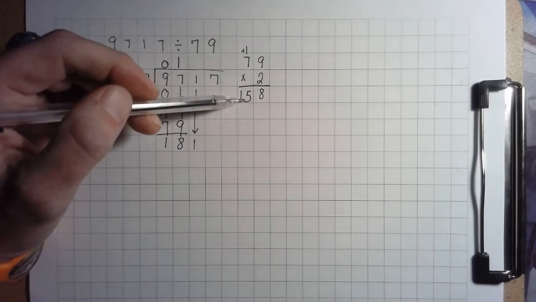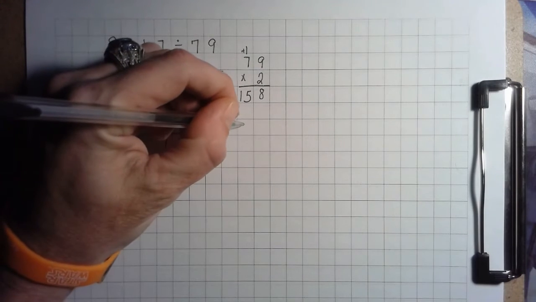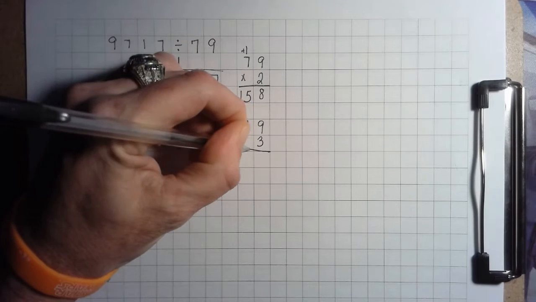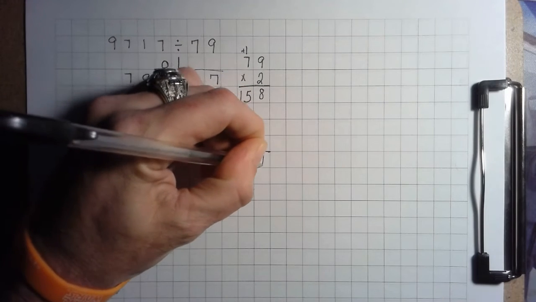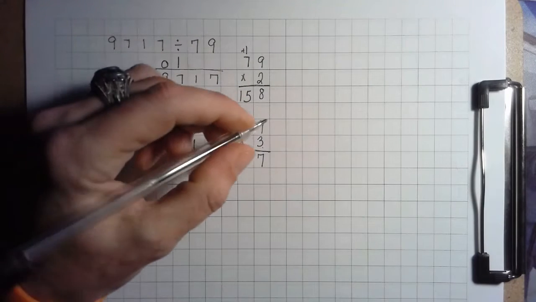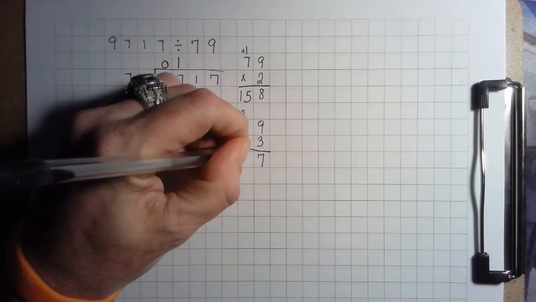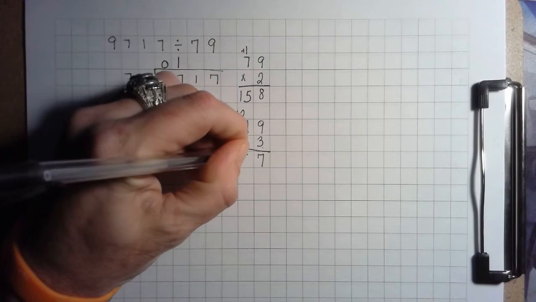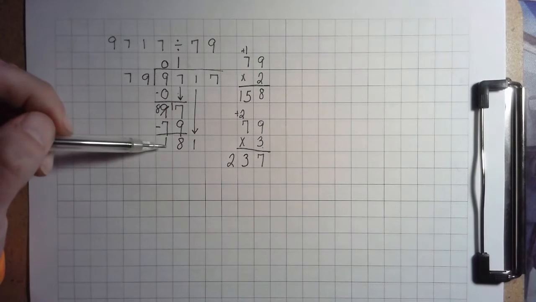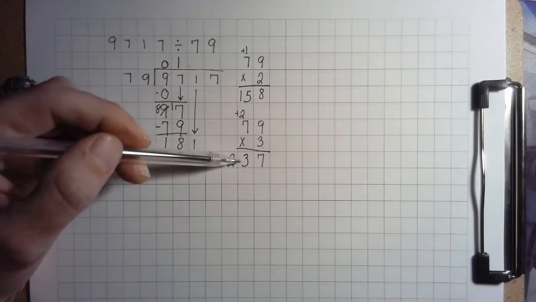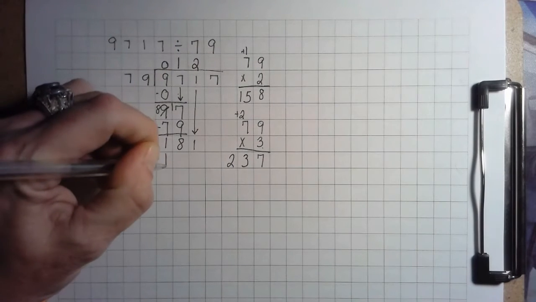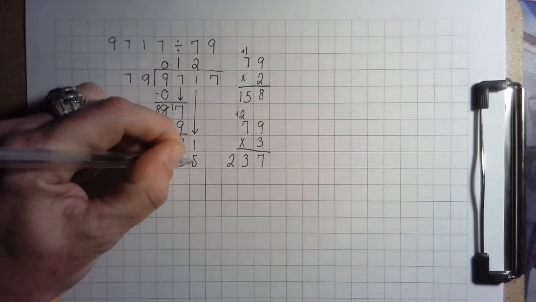Well, I have 79 times 2 is 158. And just to make sure, I'm going to do 79 times 3 as well. 3 times 9 is 27. Carry my 2. 3 times 7 is 21. Plus 2 is 23. I see that 237 is larger than 181. So I'll go back and I will use 2 times and subtract 158.